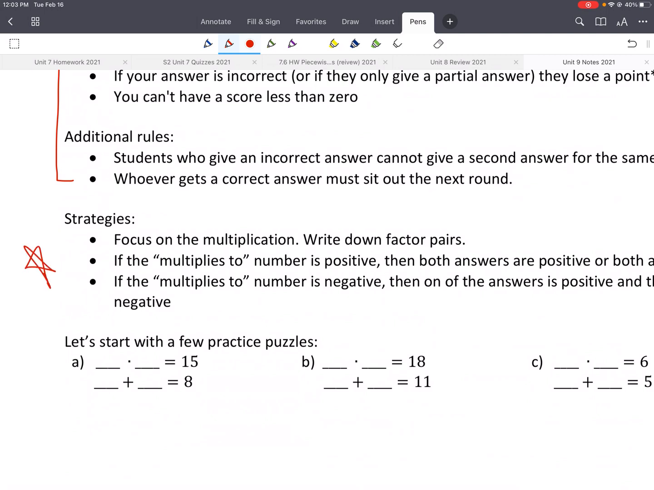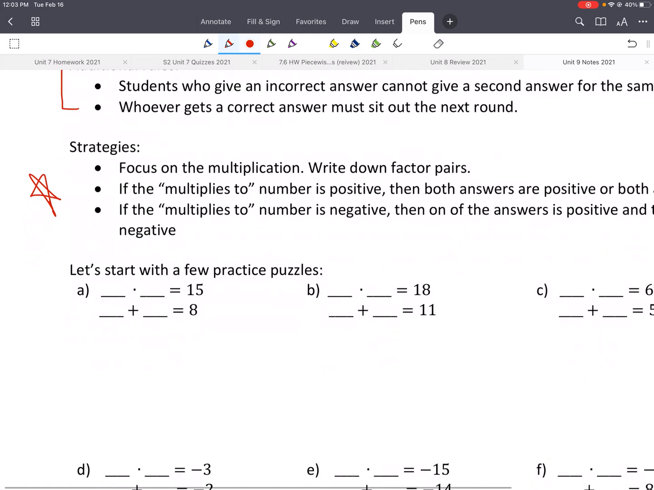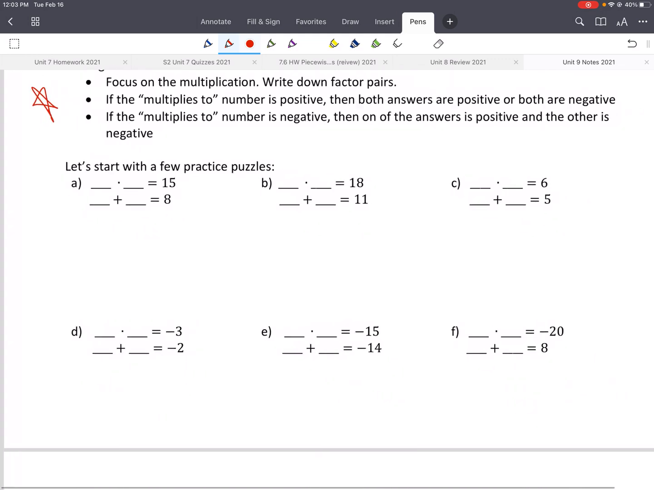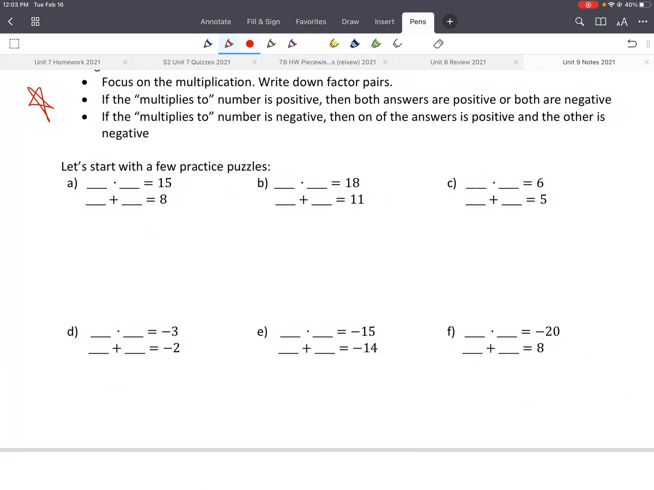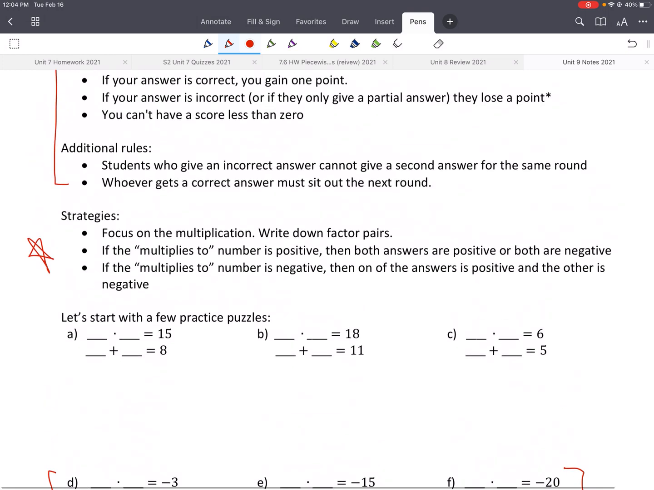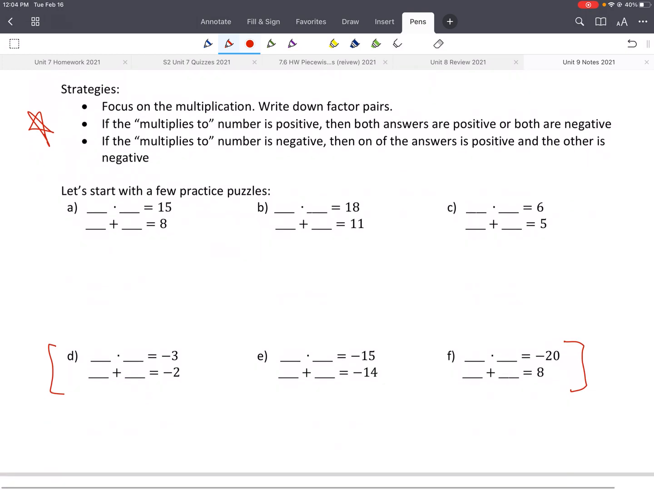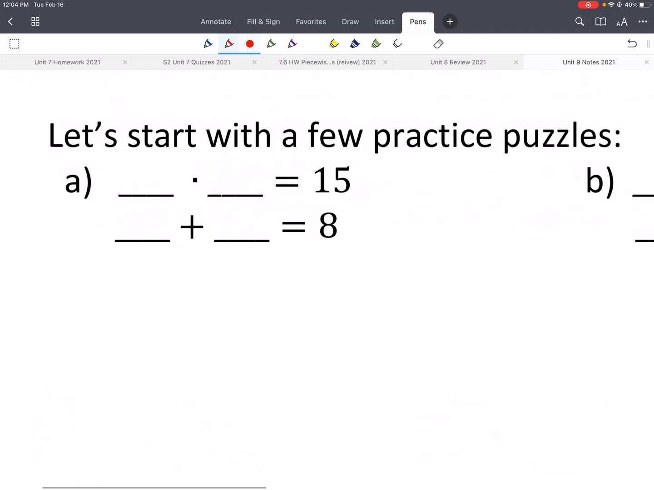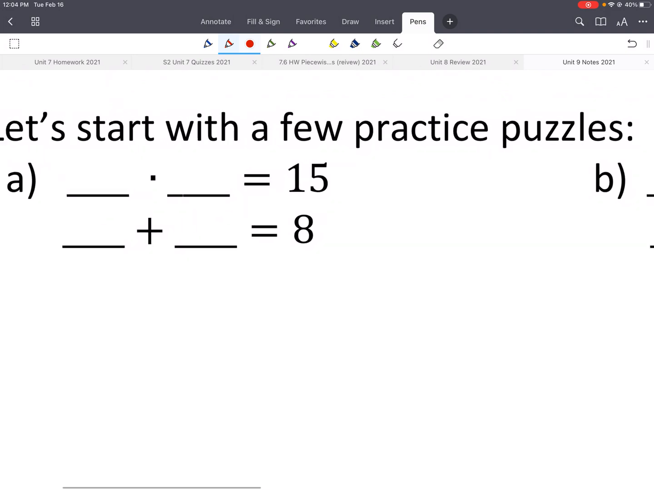And we'll talk about the strategies at the end. So let's try and do these 6 problems. Pause now and see how many you can do. Note that D, E, and F, these ones are a little different than what we've done above. So if you need to pause and practice or watch the video for D and E or F, then give that a try. All right, so hopefully you gave this a try. Again, what I would suggest is to write down factor pairs for 15.